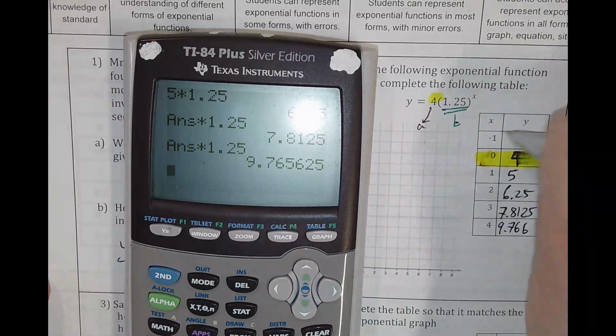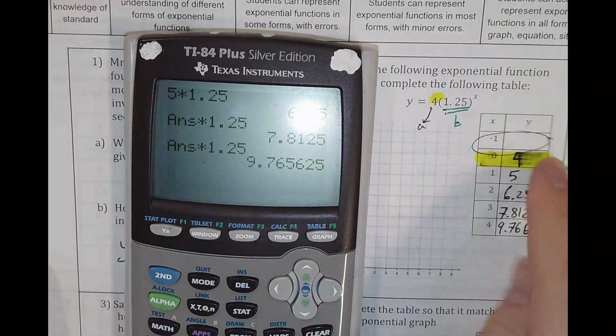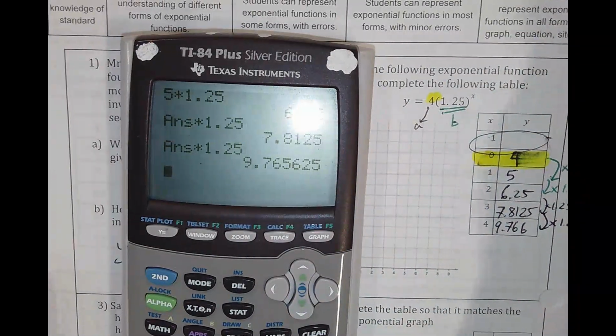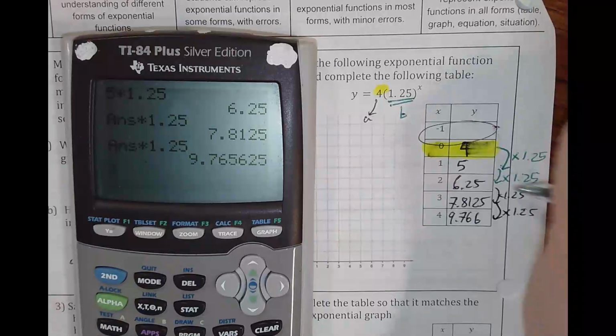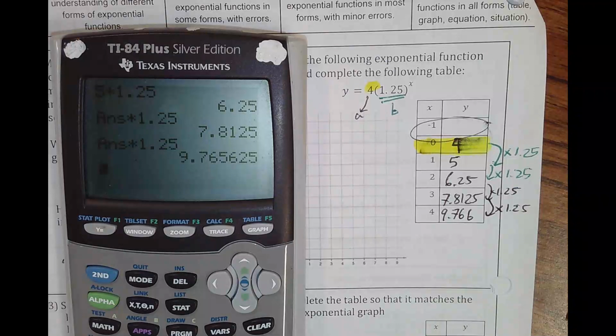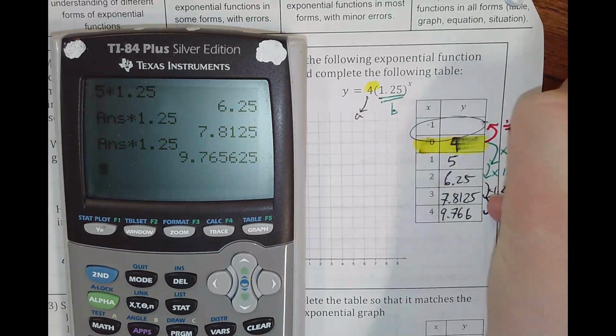Now, how do we go back and find out the negative values, right there? What we would need to do is the opposite of going up by multiplying. We would need to go backwards. We need to do some inverse operations. The opposite of multiplying by 1.25. Yeah, we're going to have to divide by 1.25.